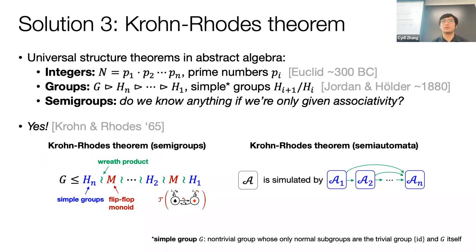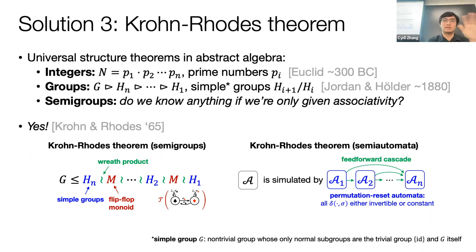There's also a computational interpretation of this, which is that any semi-automaton can be simulated by a cascade of permutation-reset semi-automata whose actions are either permutations, like group operations, or resets, maximally forgetful operations. The transformation semigroups of these individual machines just correspond to simple groups in the factorization. So this is a very, very vast generalization of the prime factorization of integers.